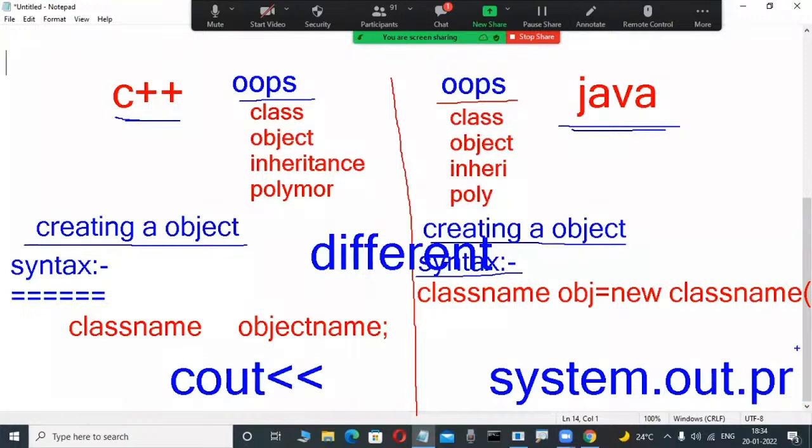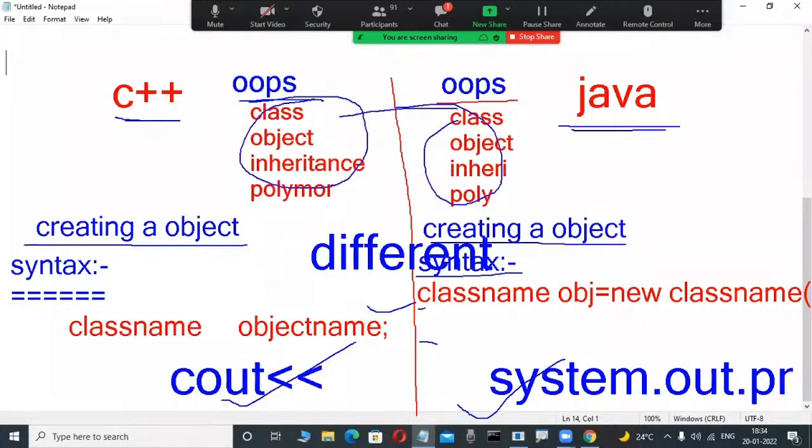That's why they are syntactically different. Functions are also totally different in these two object-oriented languages. But conceptually, some OOPS concepts are the same. What is a class? What is an object? What is inheritance? What is polymorphism? Same. But syntactically totally different, because those are two different languages.